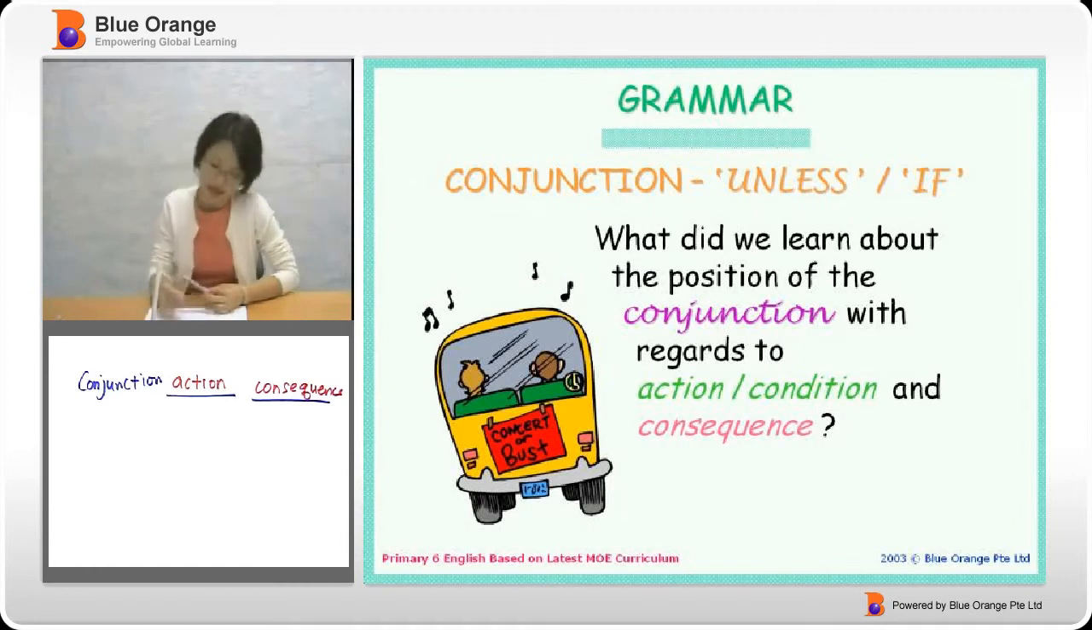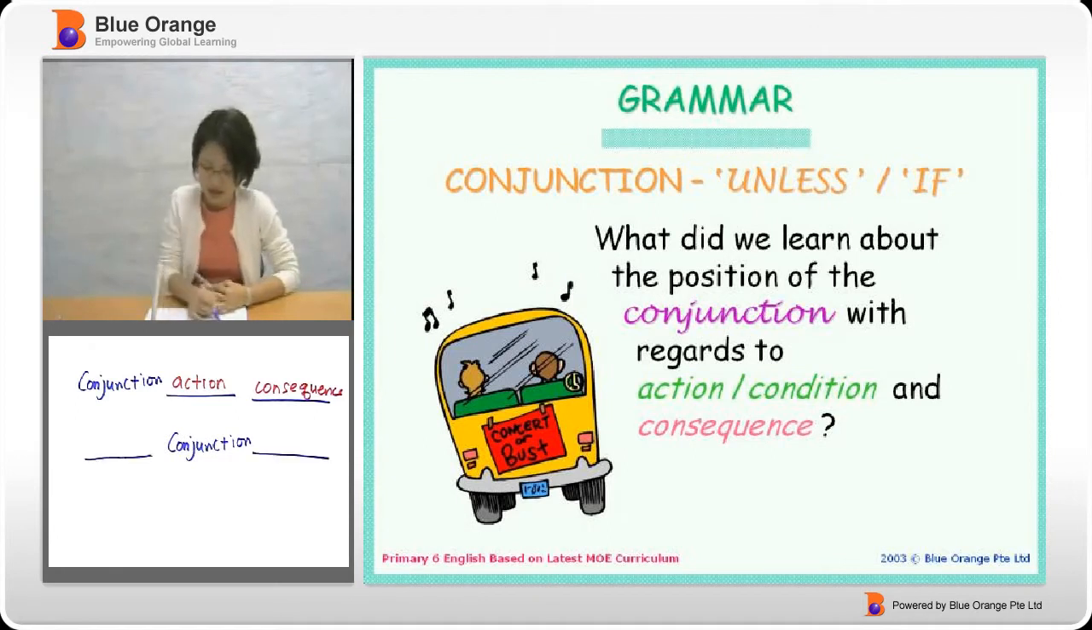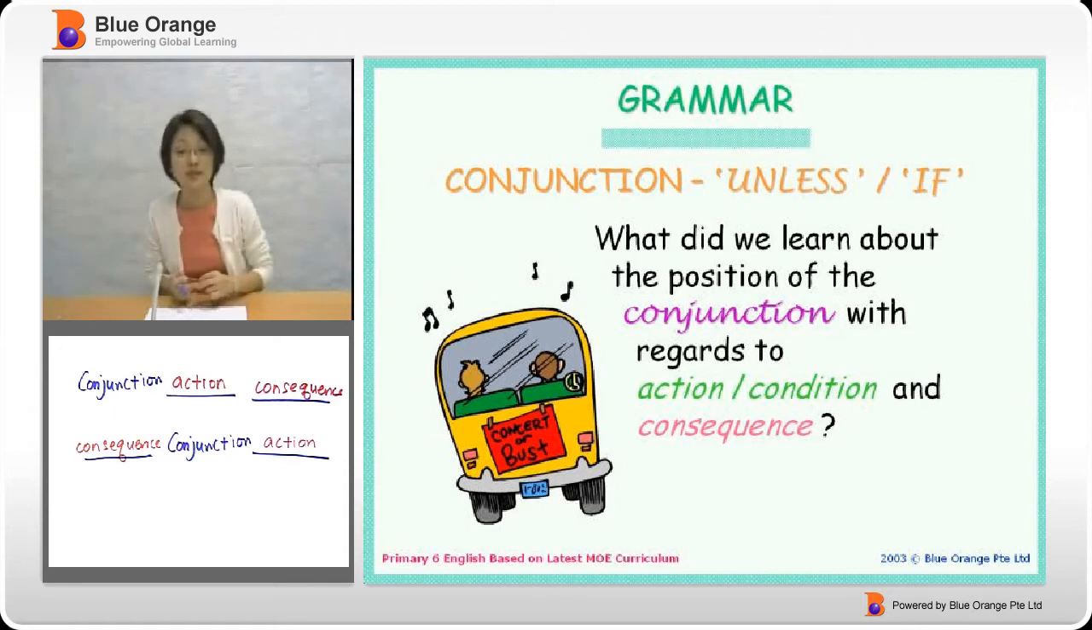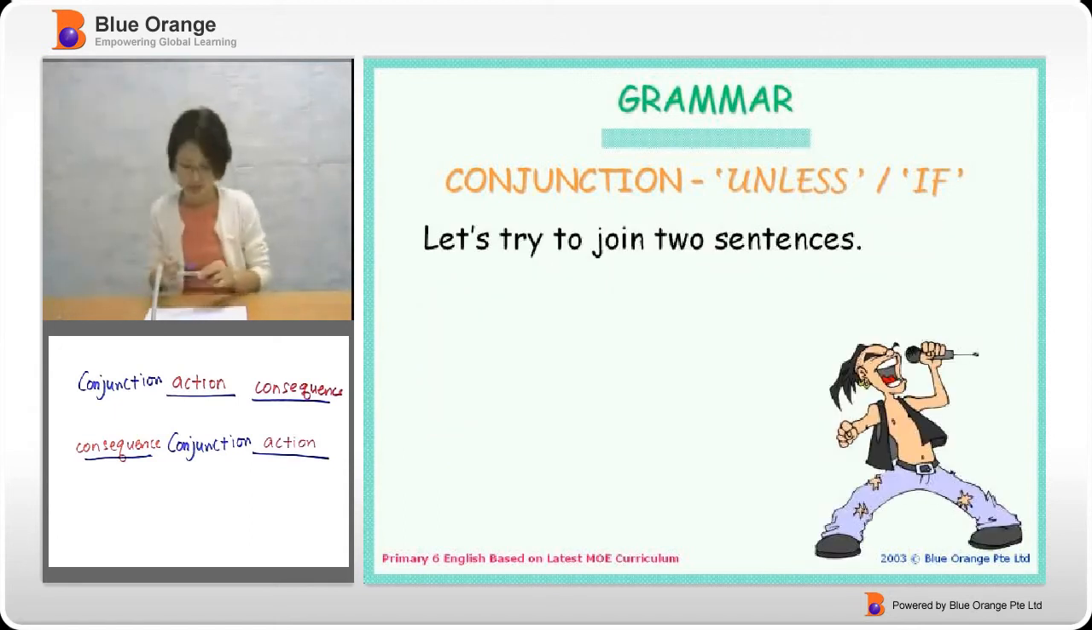However, in an event where the conjunction is in the middle, then our action will go to the back and our consequence is in front. Do you see? Okay, let's look at the example.